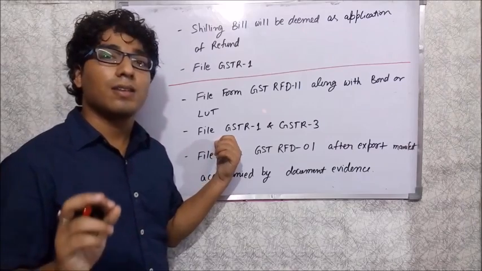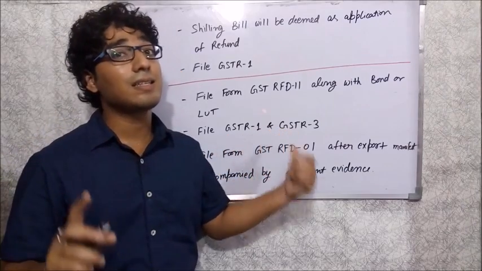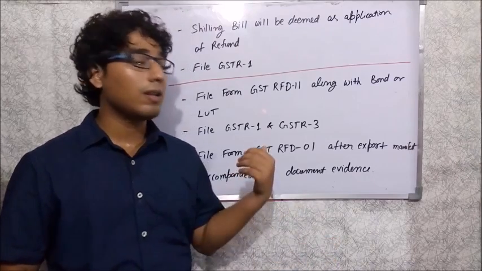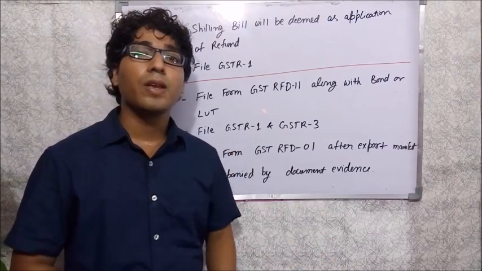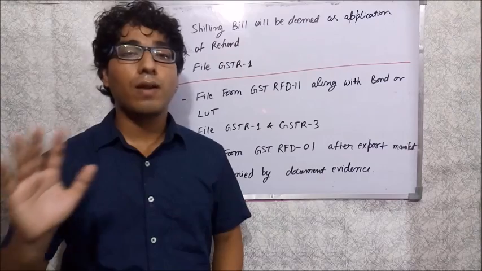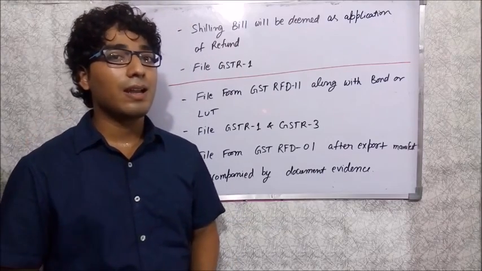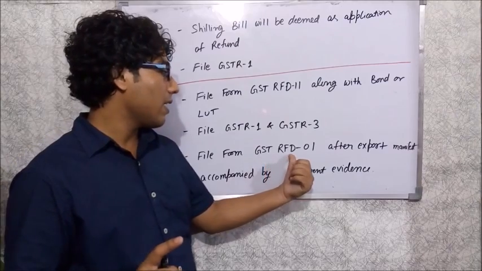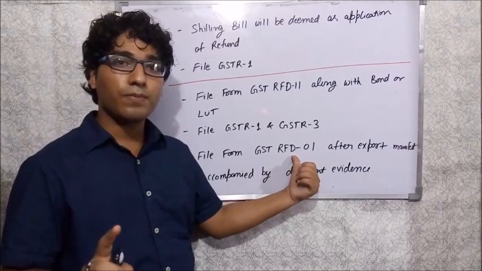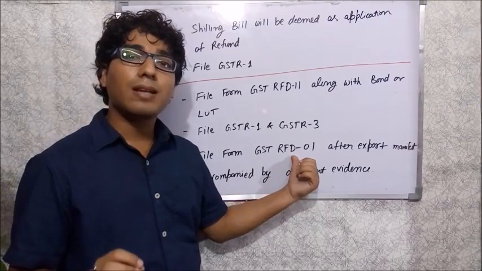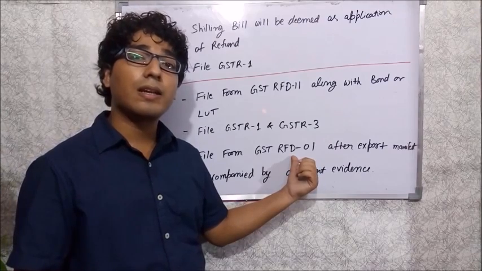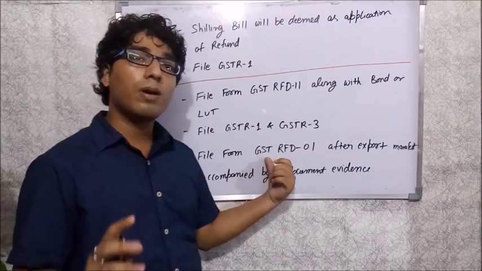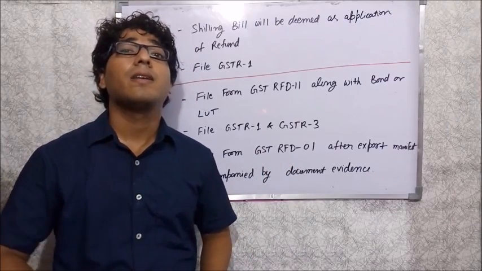Then you have to file similarly the GSTR1 and GSTR3. Table number 6 is regarding the export. You have to fill the export detail in GSTR1, and also in GSTR3 you have to fill up the detail regarding the export. Then the form GST RFD 01. Because you want the refund of input tax credit, you have to go through the normal rules regarding refund.